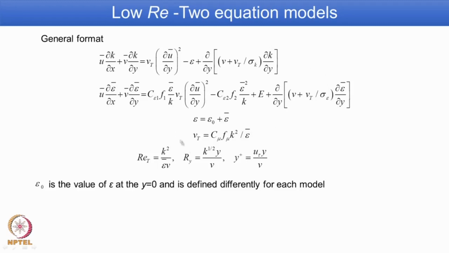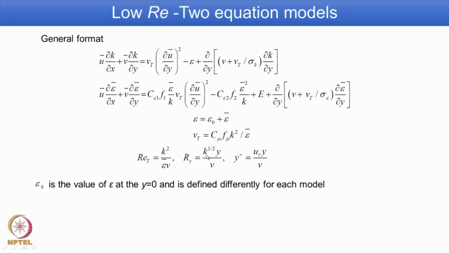In this expression, we have different definitions of Reynolds number: Re T, Re y and y plus. Y plus we define as the wall normal distance, u tau y by nu. It is also a Reynolds number, as I mentioned before. Similarly, Re y is also a Reynolds number.